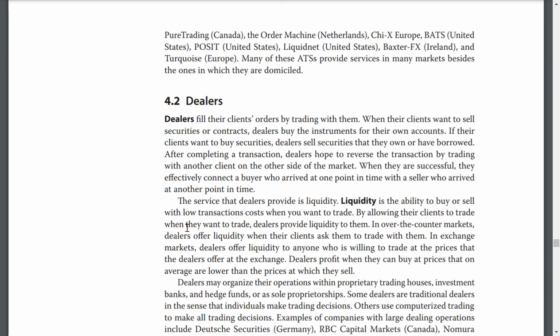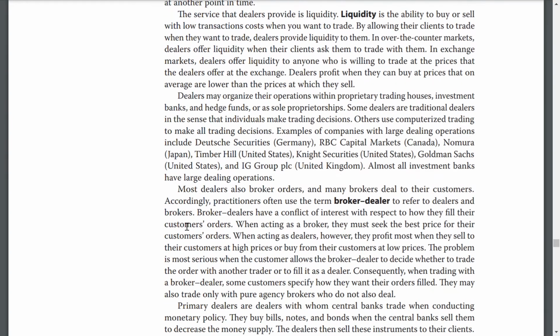The service that dealers provide is liquidity. Liquidity is the ability to buy or sell with low transaction costs when you want to trade. By allowing clients to trade when they want to trade, dealers provide liquidity to them. In over-the-counter markets, dealers offer liquidity when their clients ask them to trade with them. In exchange markets, dealers offer liquidity to anyone who is willing to trade at the price that the dealer offers. Dealers profit when they can buy at prices that are on average lower than the prices at which they are selling.